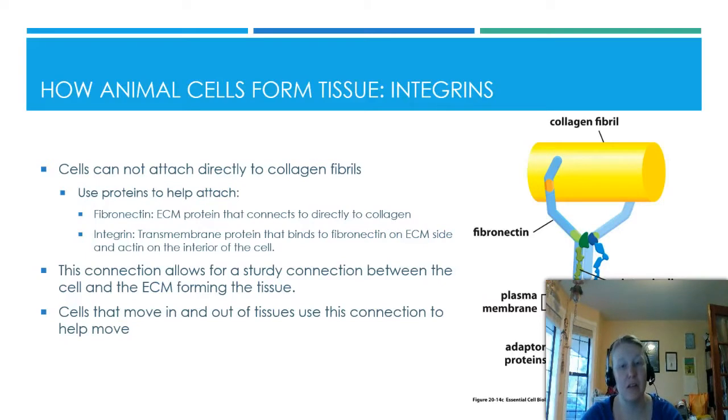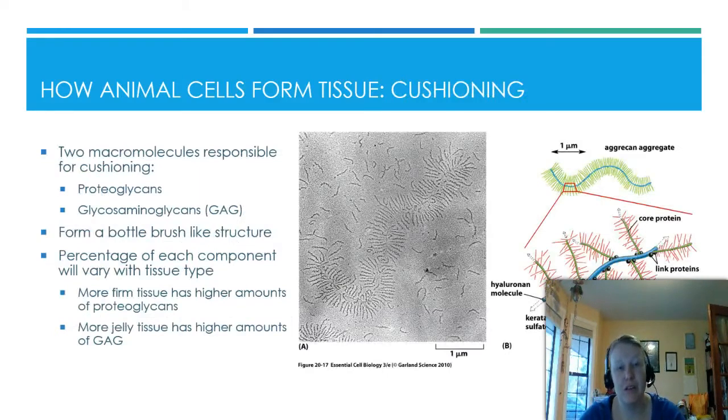Now some cells can use this mechanism as a way to travel by connecting and disconnecting, and that's how they actually move around in tissue, such as macrophages. But this is also used to help keep cells stationary. As I mentioned, most of the space in tissue is the ECM. And it's just there, it's not filled up with cells.